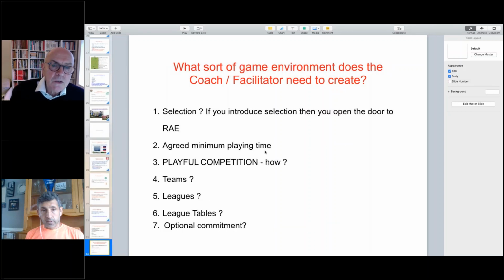What sort of game environment does the coach need to create? Well, again, this is obviously a part of the club policy. Relative age effect, is there agreed minimum time? Is it playful competition? How are you organising to make sure it's playful competition? Are there teams and leagues and league tables? For example, in England, there are no league tables for mini soccer until 11 years of age. So there's mini soccer, and teams play each other, and it's competitive, but they don't publish results, and they don't have league tables until 11, because league tables is an adult concept. It's not a kid's concept.